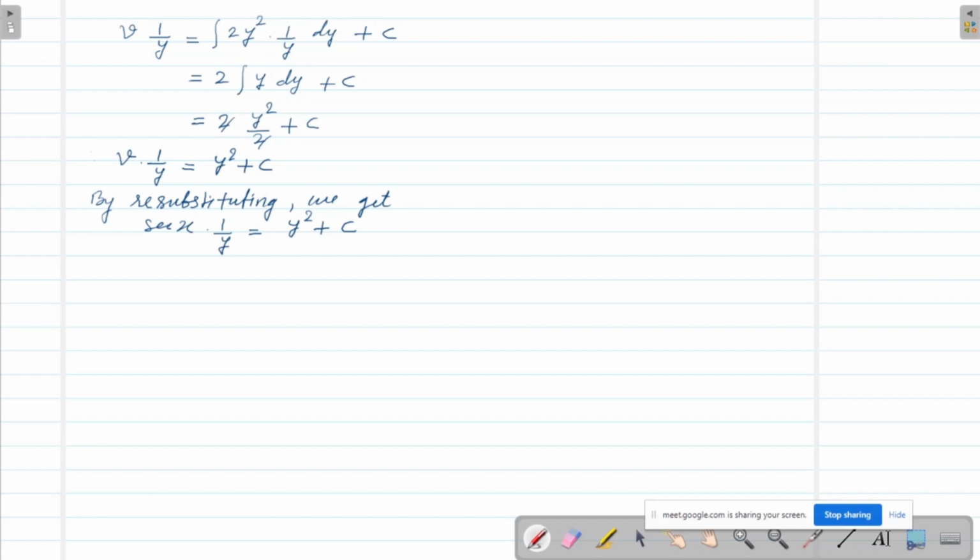Now if I multiply by y, what happens here? This becomes sec x, and this is equal to, if you multiply by y, so y cancels, this becomes y cube plus c times y. You can take c common or not. And this is the required general solution of the given differential equation.